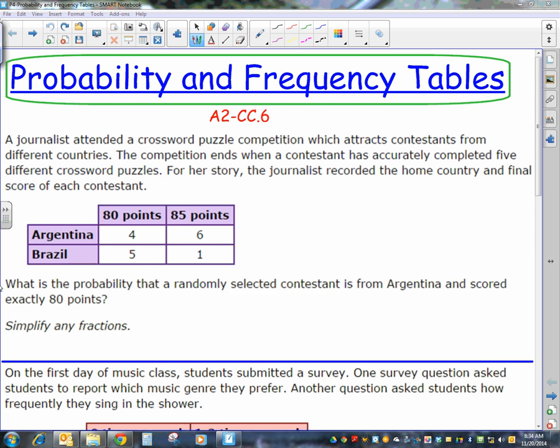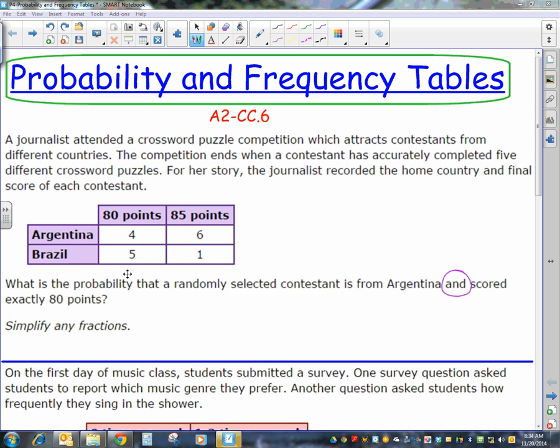The important part, when you read this: what is the probability that a randomly selected contestant is from Argentina and scored exactly 80 points? Okay, what's important right here, and what you need to circle every time you do the problem, is what this word is. And you're going to see as we do the different problems how it changes and how it affects our problems.